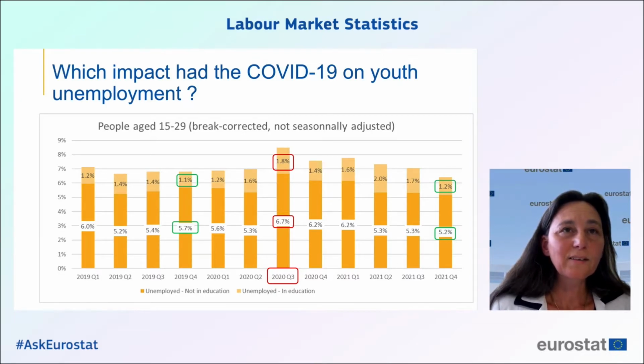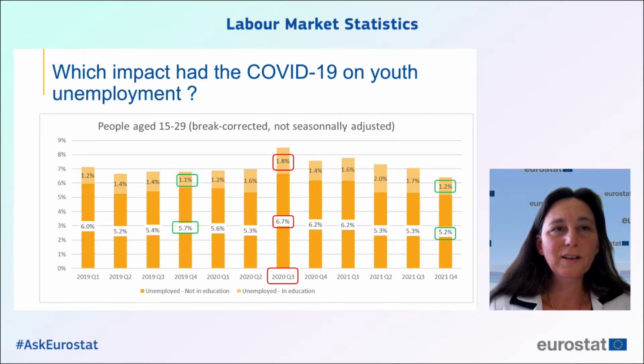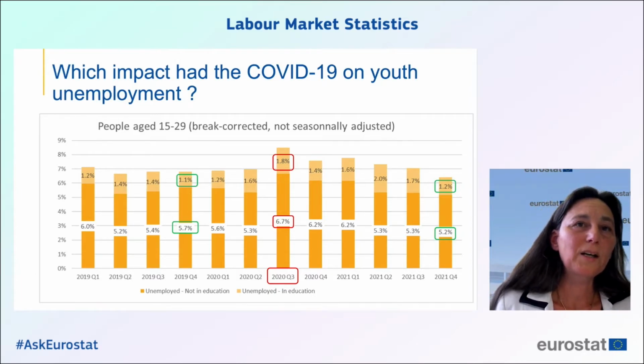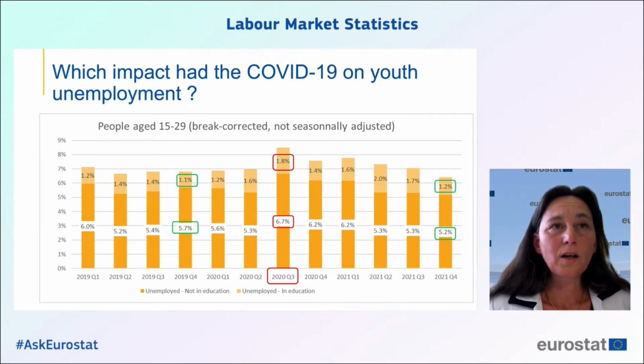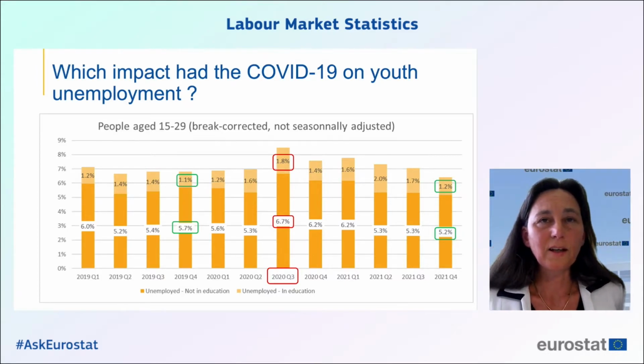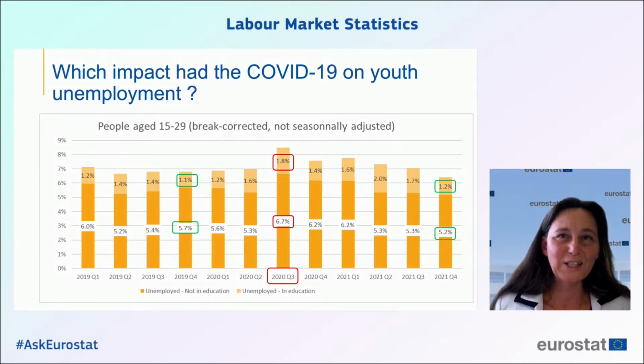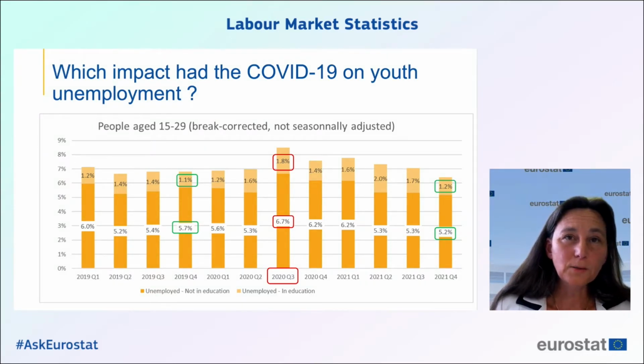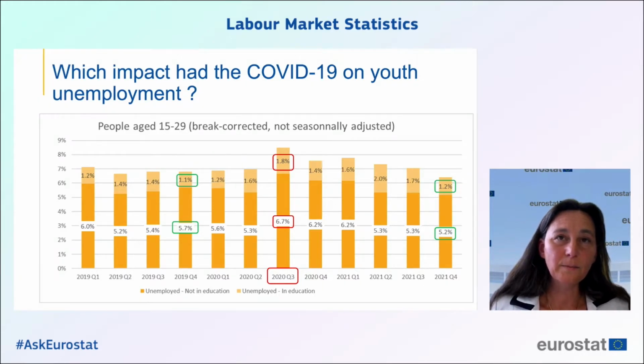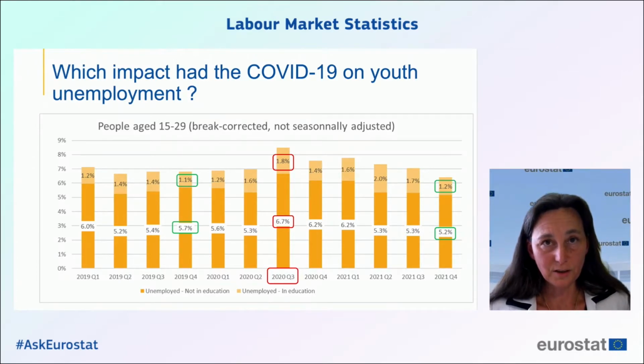we can see that mostly people who are not in education were affected, with a high increase in the unemployment rate. And if we compare the pre-COVID with the post-COVID situation, again, we can see some difference between people who are not in education and those who are in education. And we can see that here the decrease in unemployment is more important for the people who are not in education.